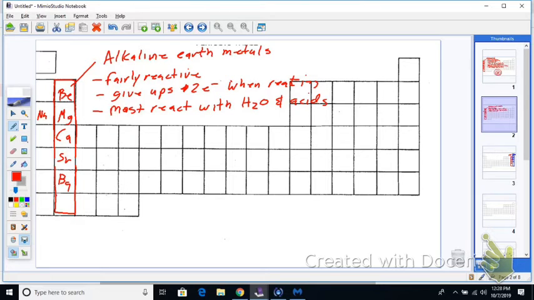Then we have this next group, and it's called the alkaline earth metals. They're fairly reactive, but not as reactive as the alkali metals. They're going to give up 2 electrons when they react. Most react with either water or acids. So they're going to be reactive with water. I think I did the calcium one for you. You guys remember that one? It started out slow, and it picked up speed, and it started bubbling a little faster.